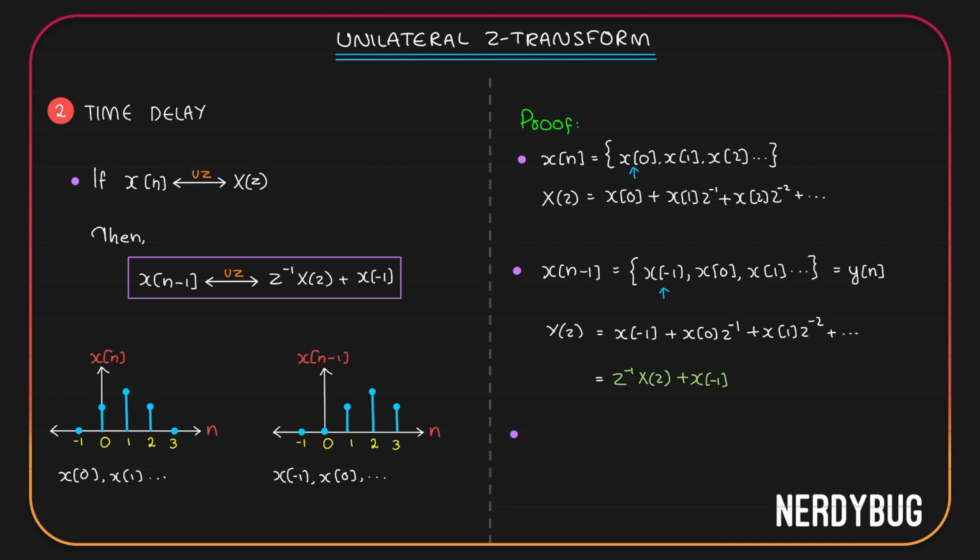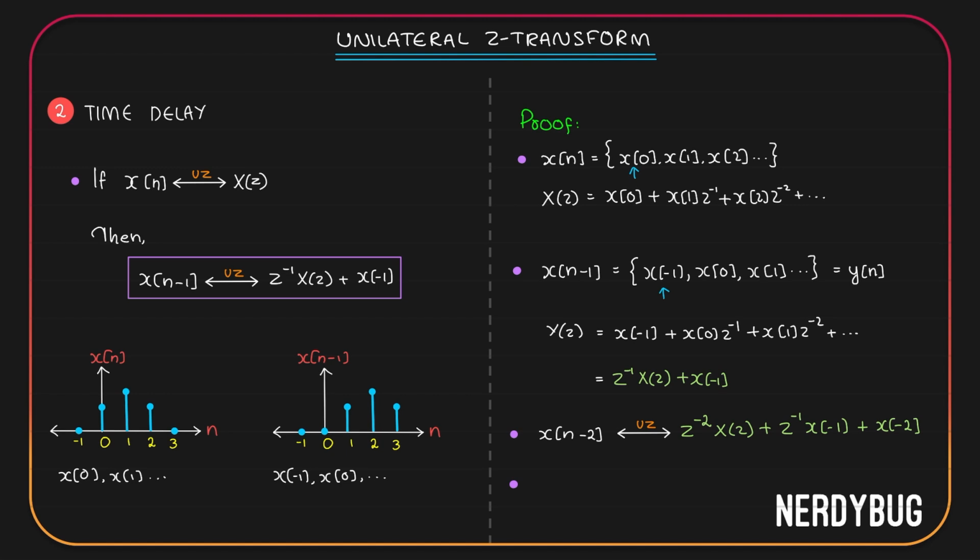Do you think we can write the unilateral Z transform of x of n minus 2 simply by inspection? For x of n minus 1, we had z inverse x of z. So for x of n minus 2, we'll have to start at z raised to minus 2 x of z. The next term will be z raised to minus 1 x of minus 1. There will be one more term, z raised to 0 x of minus 2. Z raised to 0 is 1, so let us remove it. This is the Z transform, so it is wrong to write an equal sign. Let's replace it with a double-sided arrow.